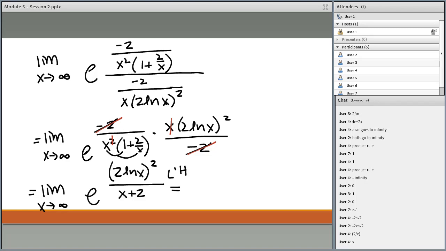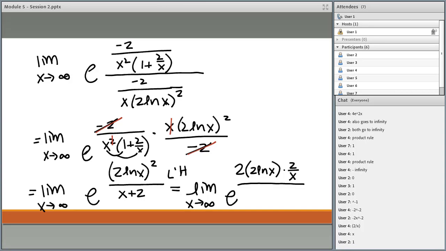So what I can do is apply L'Hopital's rule here. So I have the limit as x approaches infinity. E stays where it is. Take the derivative of the numerator. So I take the 2 to the front, keep what I have in the parentheses, subtract 1 from the exponent, times the derivative of what's in those parentheses. And what about the denominator? What is the derivative? Great, I get 1, which has simplified this fraction quite a bit.